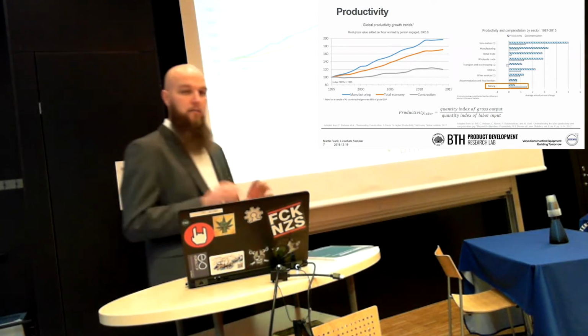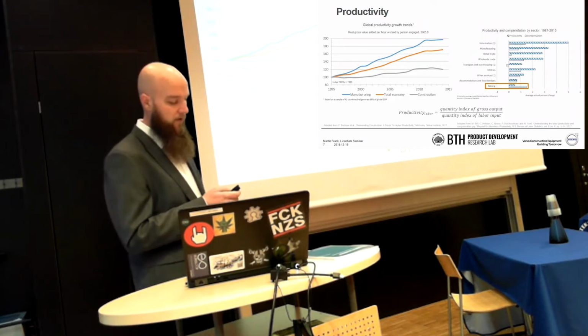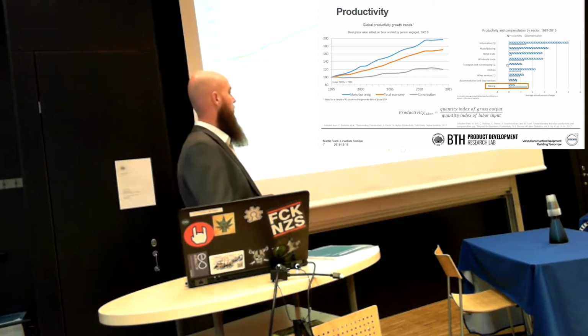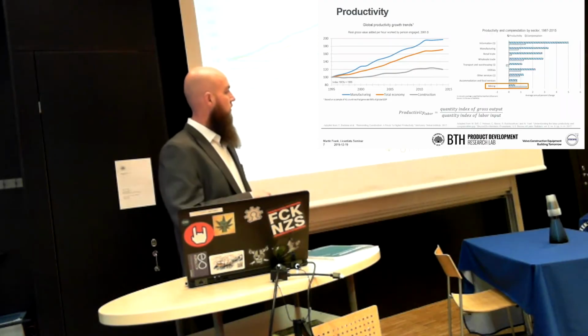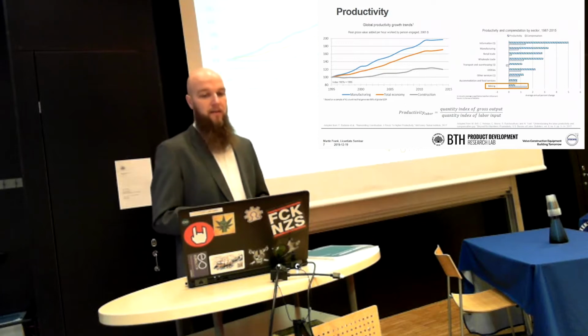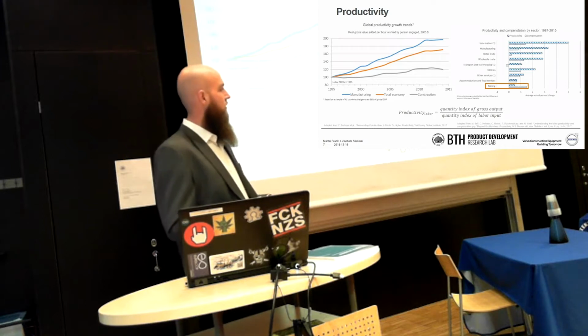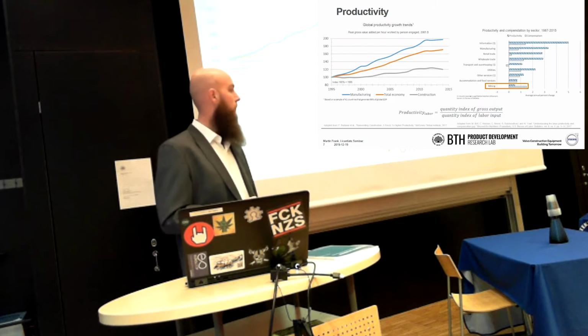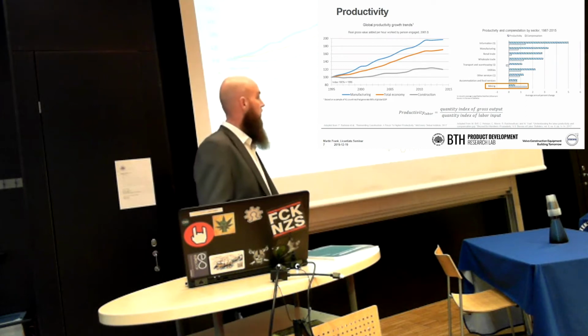But what is not mentioned in these slides, but is mentioned in the reports, is that the productivity here is based on a term called labor productivity. This is defined by the quantity index of gross output per quantity index of labor input. That means every hour that someone works goes into the productivity. So it is, on one hand, good to utilize this for comparisons, but it's bad if you have a labor-intense industry, and therefore it's maybe not the best way of defining productivity.